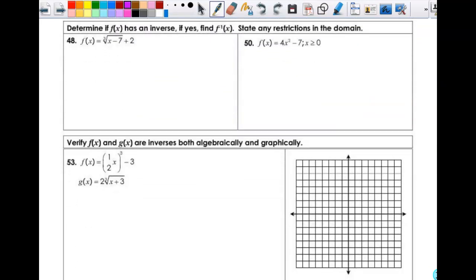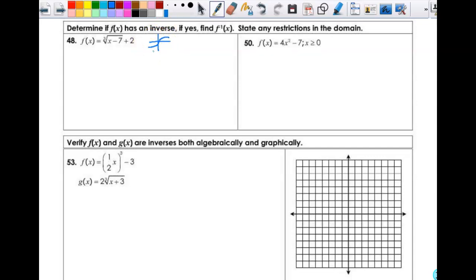It says determine if f of x has an inverse. If yes, find f inverse and state any restrictions on the domain. Okay, so this is a cube root, right? So my cube root looks like this. If I have any restrictions on the domain of the inverse, it comes from the range of the original one. Well, the range of my original function is all real numbers, so there is no restriction. And it is a one-to-one function, therefore I can find the inverse.